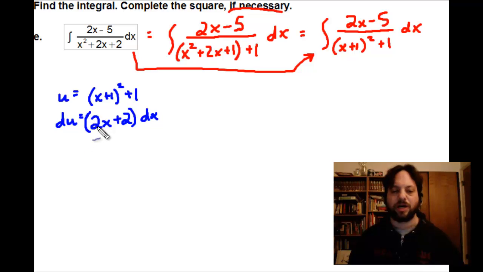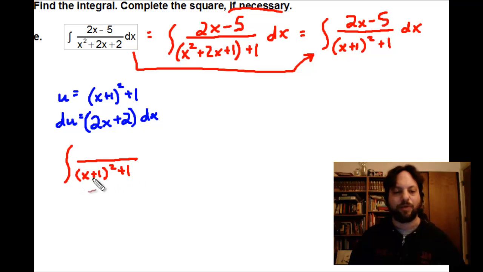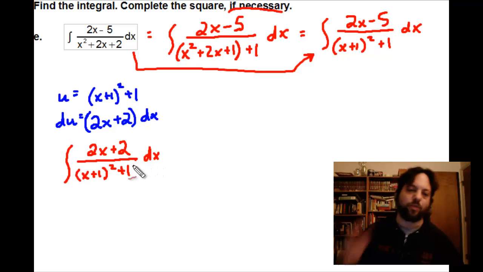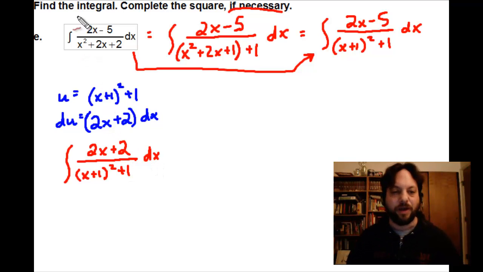So I can do a little separating of this integral, and let's see what that would look like. I'll leave the bottom the way it is, the quantity x plus 1 squared plus 1. That will be my u. Du, what I want on top, is simply going to be 2x plus 2. Fortunately, this time around, I don't need to deal with the 1/2 and the 2 and all that good stuff, because the 2x is already given to me in the problem.